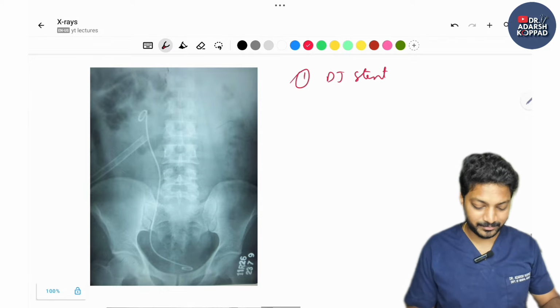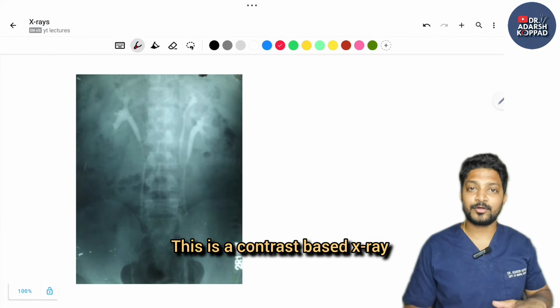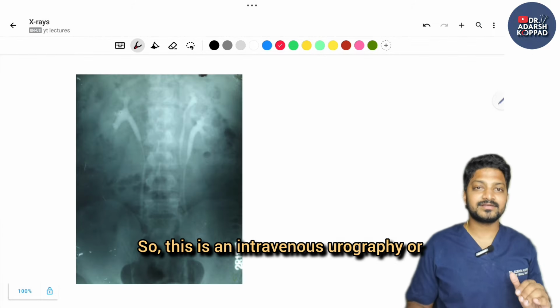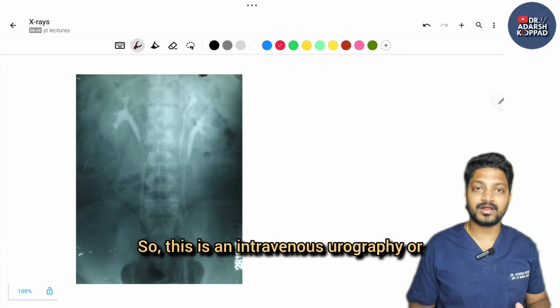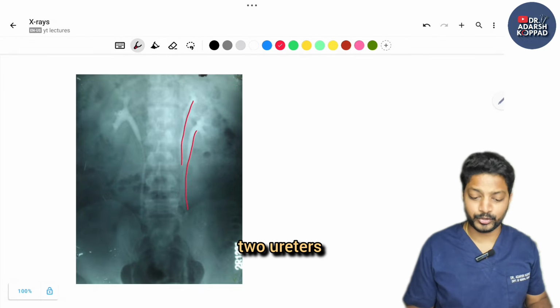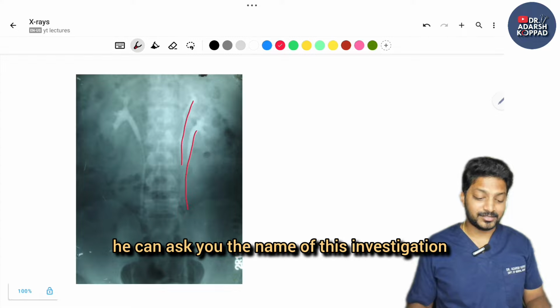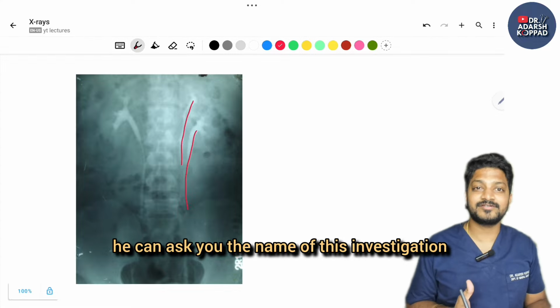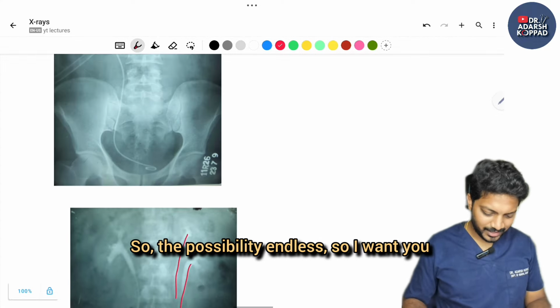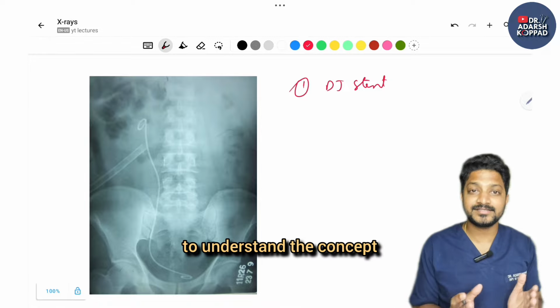Like for example, let me show you another X-ray. This is a contrast-based X-ray. This is an intravenous urography or IVU, where you see two ureters, or a congenital anomaly of the ureters. Or he can ask you the name of this investigation. So the possibilities are endless. So I want you to understand the concept.